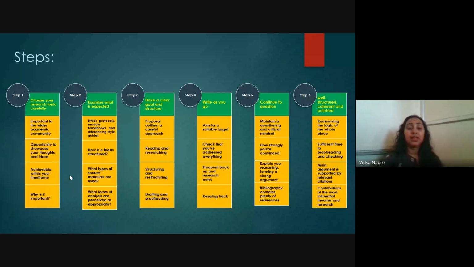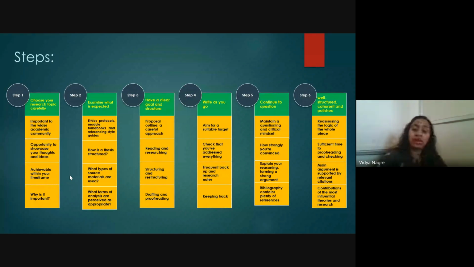Then the last but important, fifth step is to continue to question. Maintain a questioning habit in you, so you can always make sure that you are not writing something which is illogical. You should be able to satisfy your own questions. Only then are you going to be able to convince others.